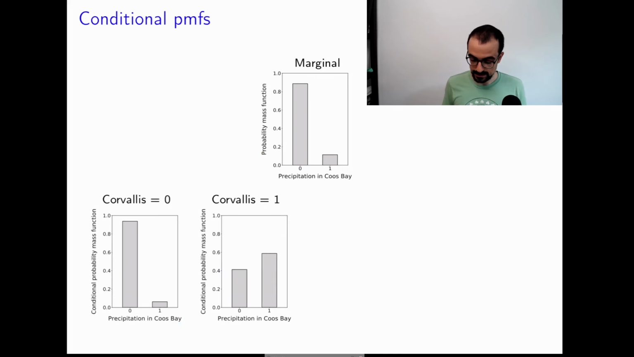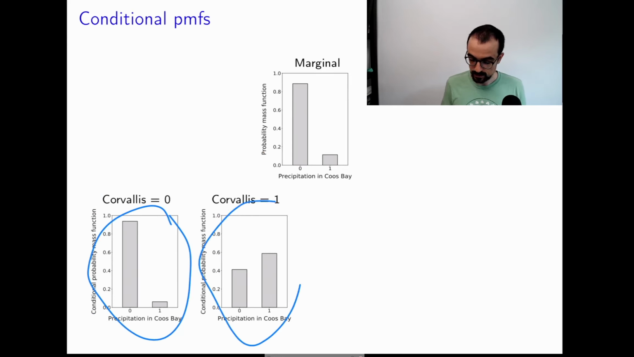And here we do see that the difference is actually very dramatic. In Coos Bay, if it doesn't rain in Corvallis, it's very likely that it won't rain. If it does rain in Corvallis, the probability that it rains is actually higher. It's about 60%. We can repeat the same thing for John Day, and I encourage you to do it. And we see that the rain in Coos Bay also depends on John Day, but not as dramatically as in Corvallis.